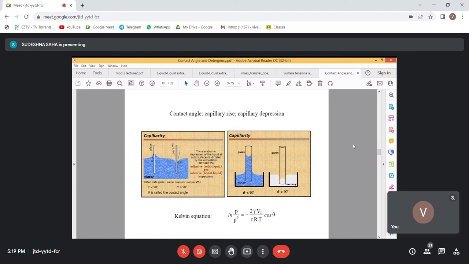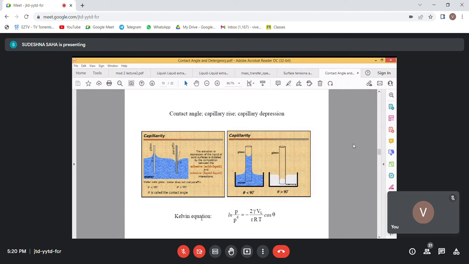Okay, so now there could be two situations in the capillary rise method. One is either theta is less than 90 degrees. If you put a glass tube, then you will see that theta will be less than 90 degrees. If you put a paraffin tube, then you will see that theta will be greater than 90 degrees. Okay, and that is basically due to the adhesion and cohesion that is taking place within the solid liquid surface.